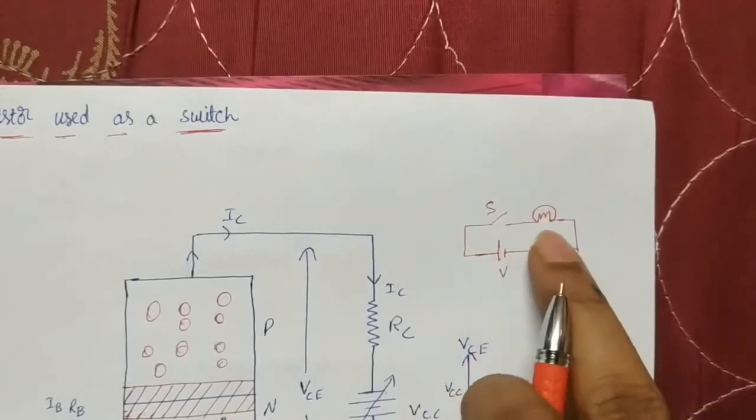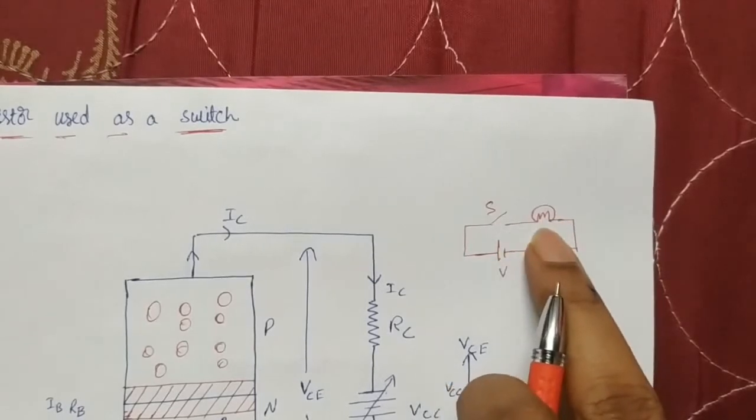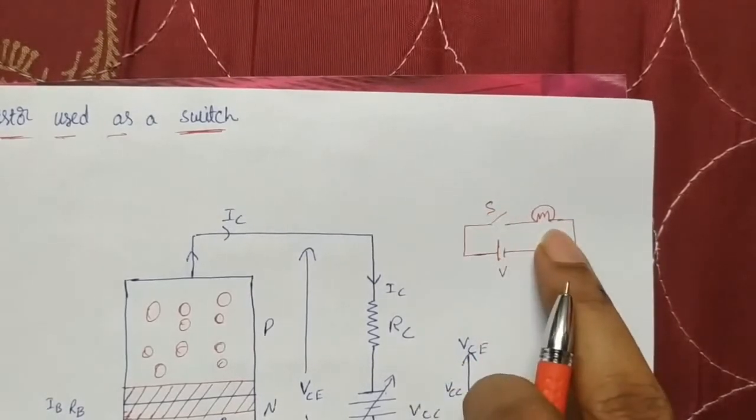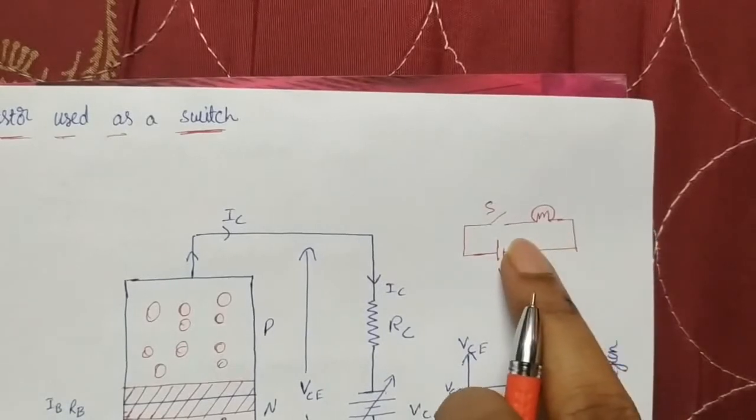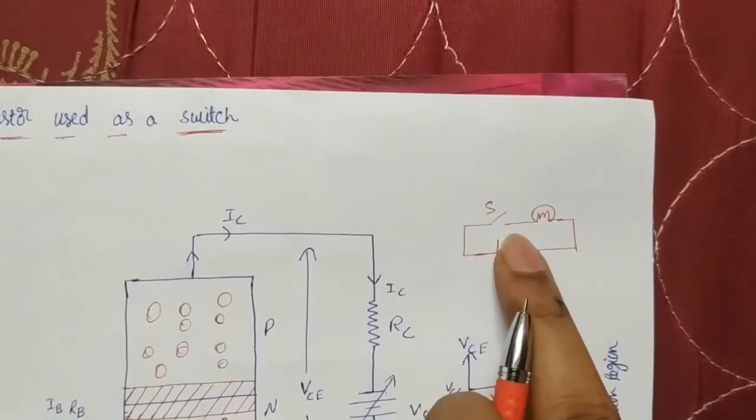So whenever current flows, what do you say? The bulb is on, nothing but switch on. If the switch is open, current is not flowing. No current flow means what do you say? Switch off, the bulb is not working. That is the function of a switch.